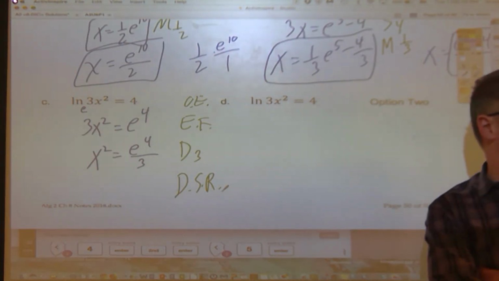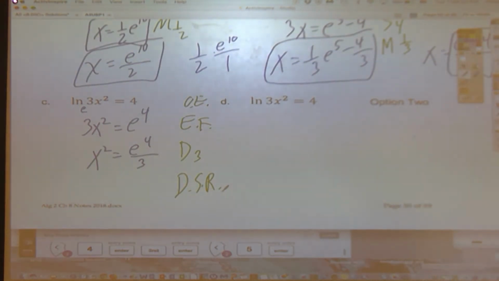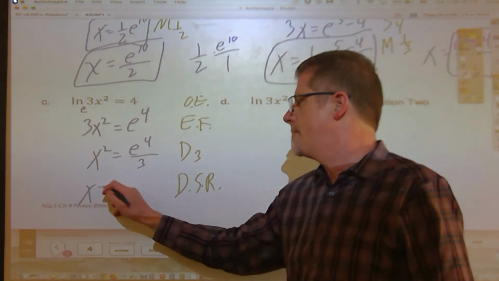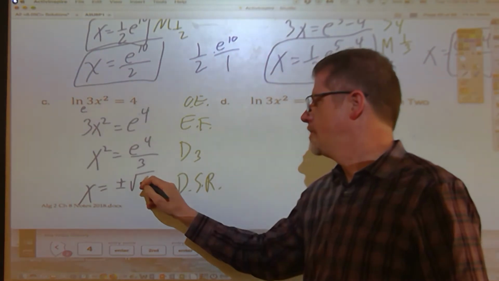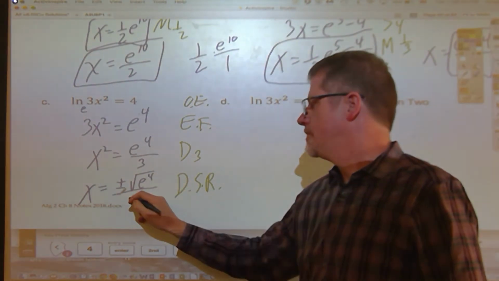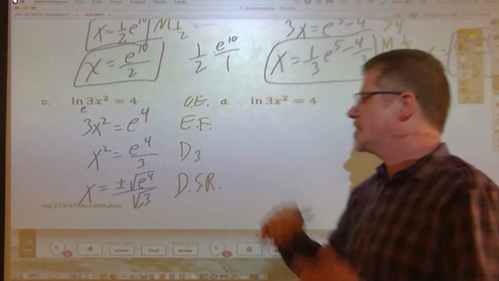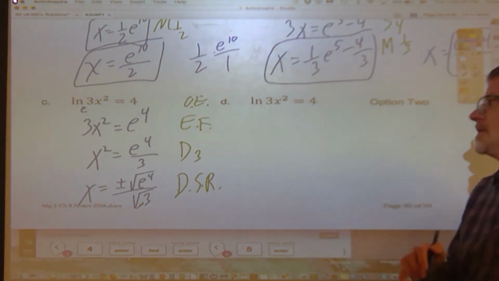So you got x squared equals a number. So according to the definition of square roots, what should x equal? Plus or minus square root e to the 4th over 3. Yeah, or I could do the square roots individually. That's good, you remembered the plus or minus.